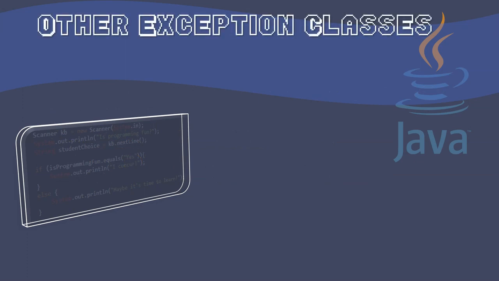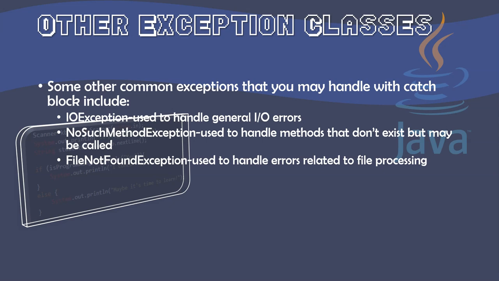Now, there are other exception classes that we can use. We've already looked at a few, but obviously the more libraries that we bring in besides Scanner, the more exceptions that we may have to handle and encounter. So some other exceptions that you may handle with catch blocks include IOException, which is generally going to handle your IO errors. There are obviously more specific ones you can get into. A NoSuchMethodException is used to handle methods that don't exist but may be called. This happens a lot when you start looking at larger blocks of code and maybe you're using multiple classes and a method might exist in one class but it doesn't exist in another. This is a way to help handle that.